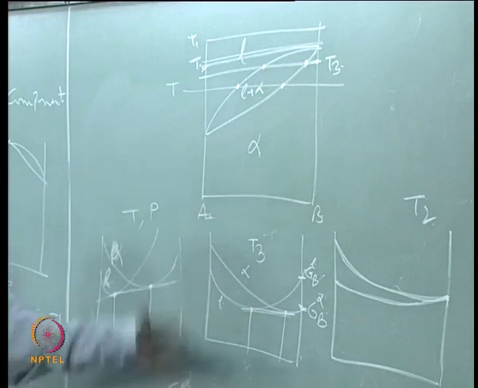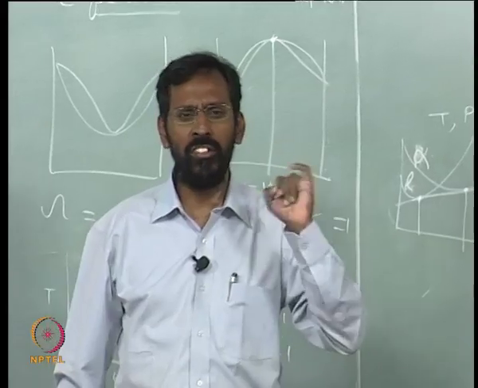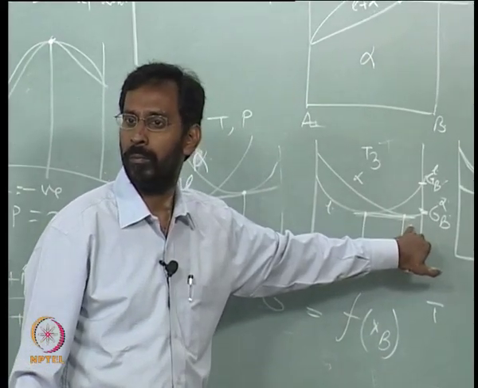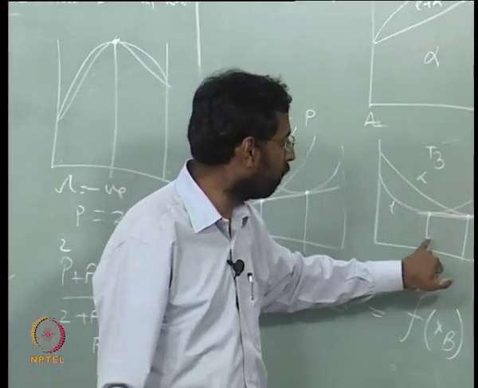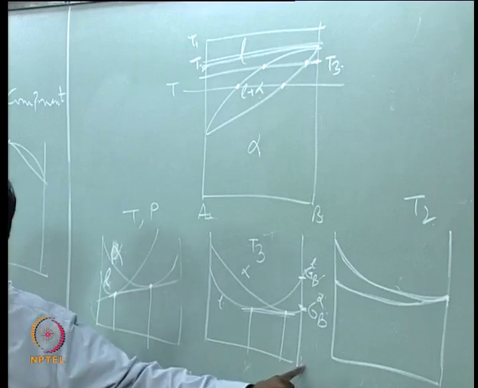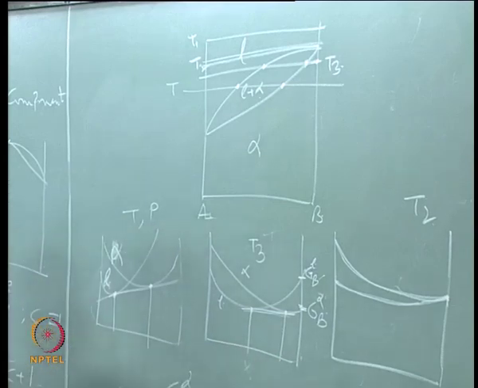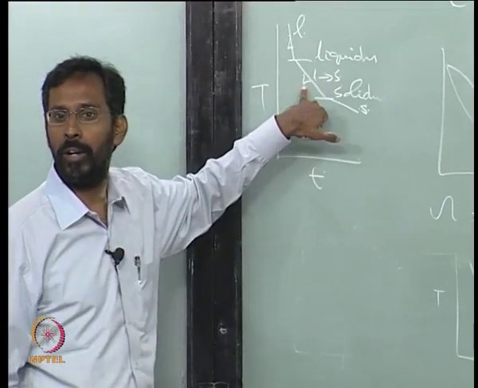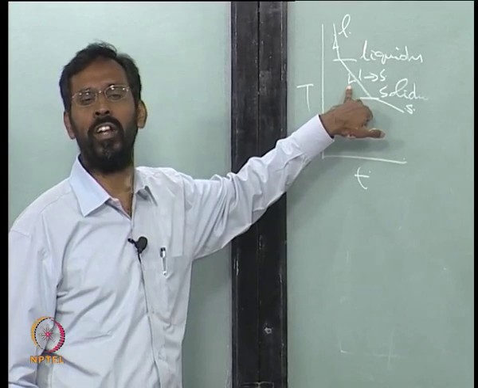And if I keep doing it at various temperatures, at each temperature I can generate these 2 points, which I will call a liquidus point and a solidus point. And if I keep on joining all these points that I get, I can generate a phase diagram. And experimentally, how are we doing? We are doing this for each composition.